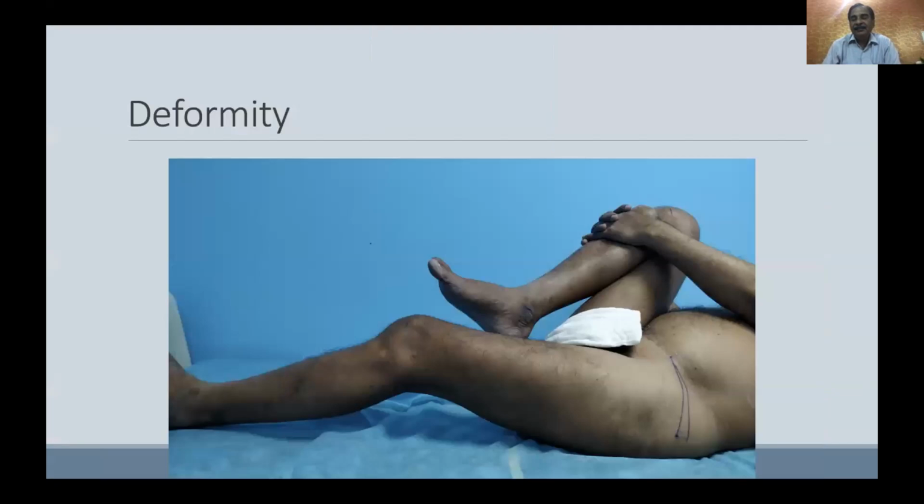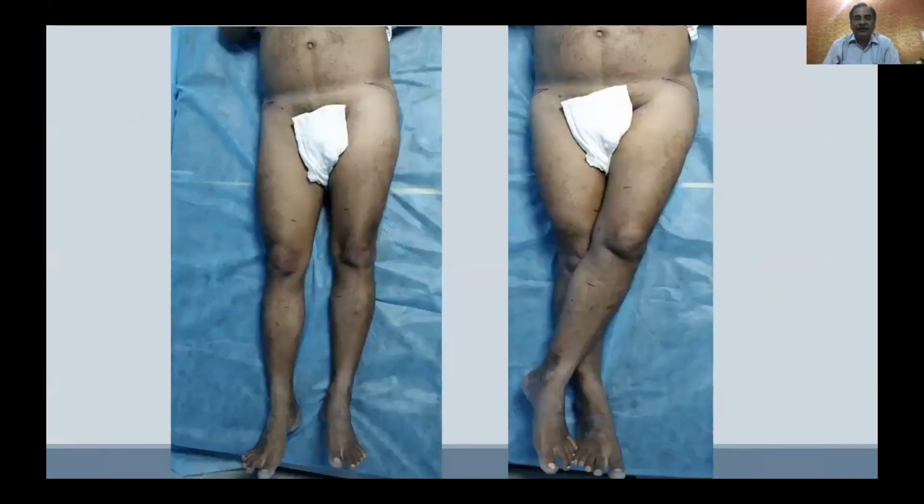common now. This is a picture showing the wasting of the thigh muscles on the affected side. This is showing you the flexion deformity of the hip, and this is showing you the adduction deformity, and you can see the pelvis is not square.